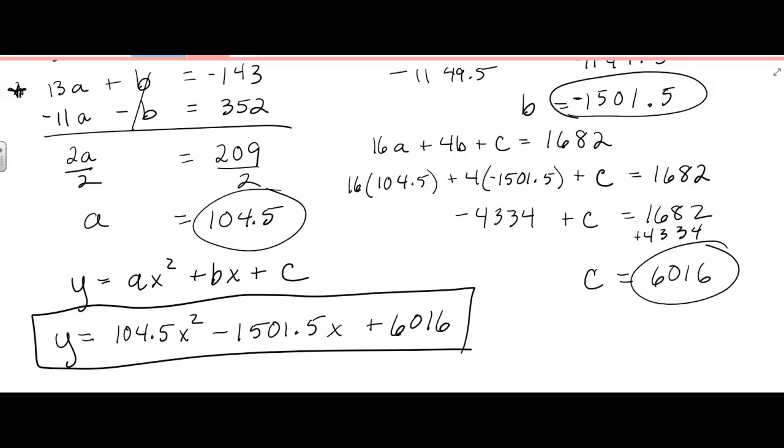Okay, so that was kind of a long, complicated problem, but good luck with these. And that was our 5.2.